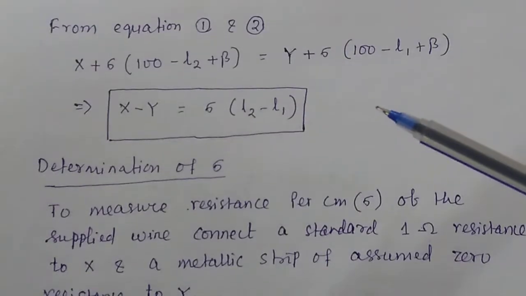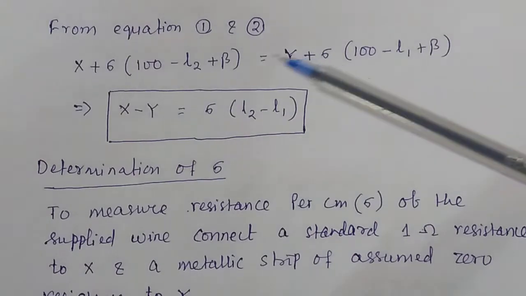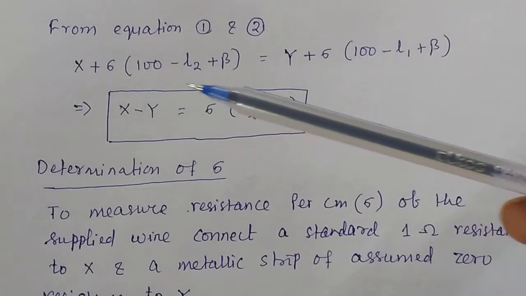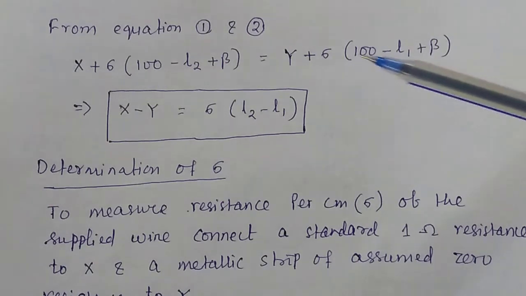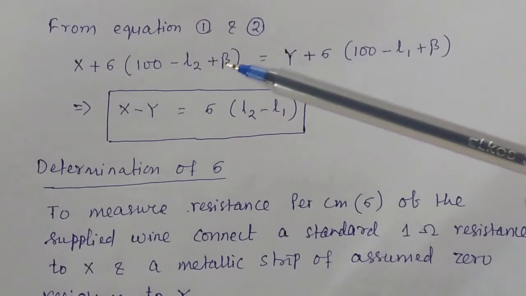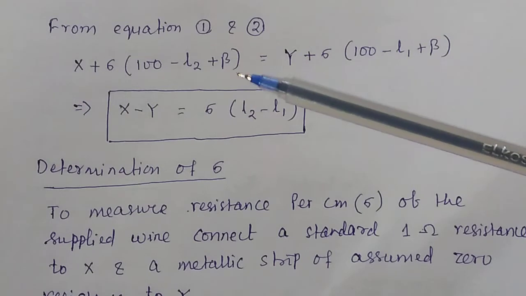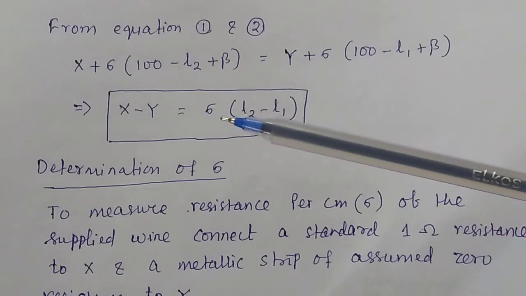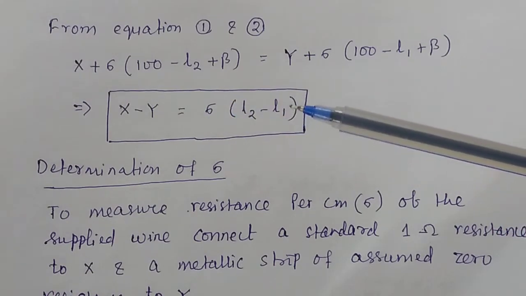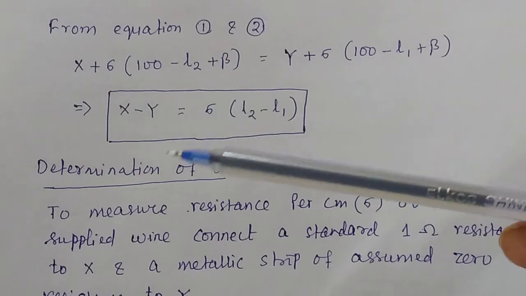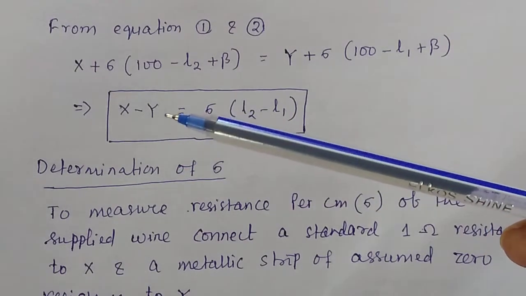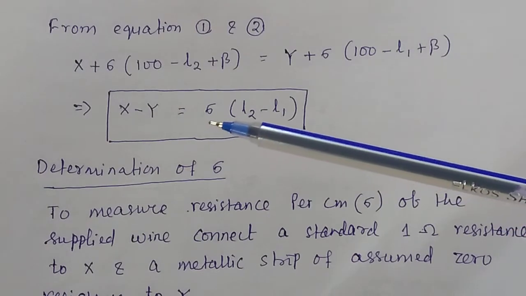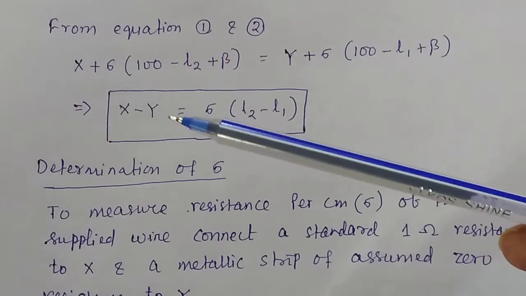So from equations 1 and 2, you will get X plus sigma into this quantity equal to Y plus sigma into this quantity, since the quantity in the denominator is the same. So X minus Y will be equal to sigma into L2 minus L1. You see how easily you can calculate the difference between the two resistances X and Y. X minus Y you can calculate.